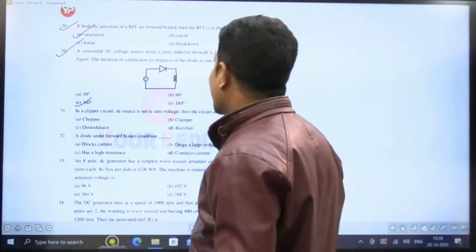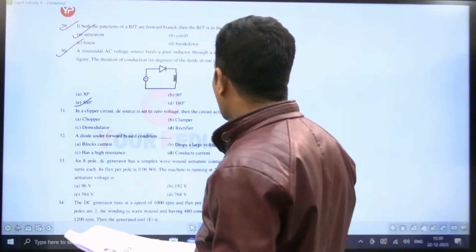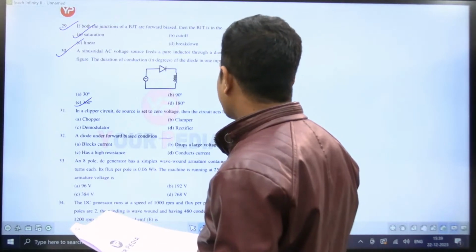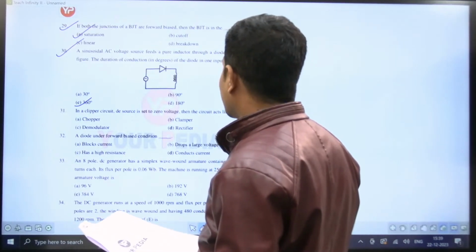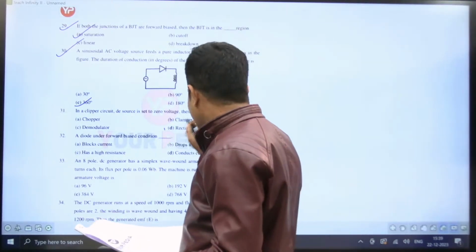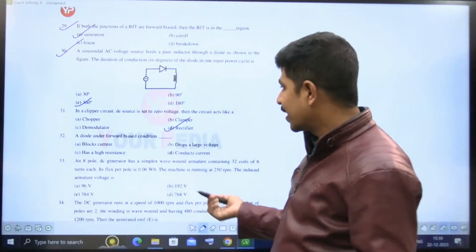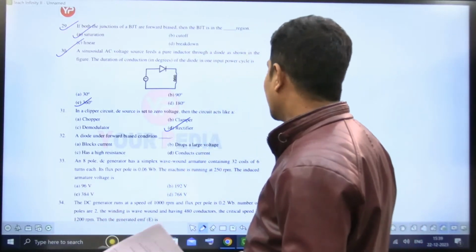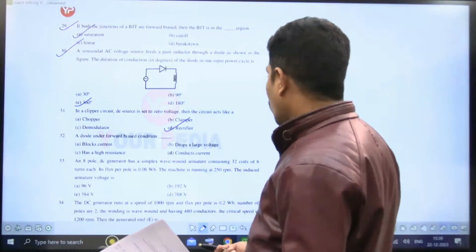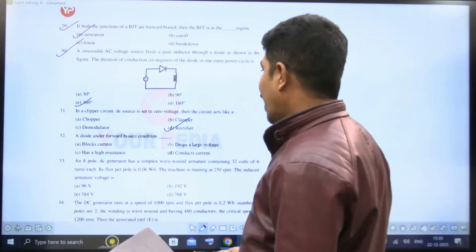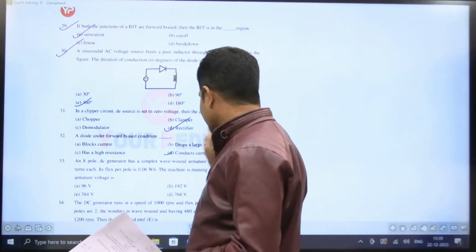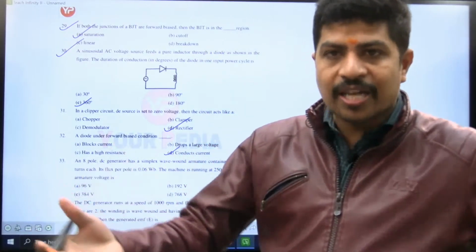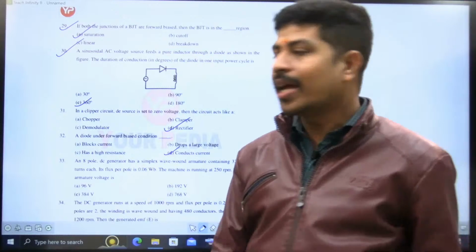31. In a clipper circuit, the DC source is set to 0 voltage. Then the circuit is acting like a rectifier. Next question: the diode under forward bias condition blocks current, no. Drops a large voltage, no. Has a high resistance, no. It conducts current, that's all. In forward bias condition, it offers conduction. In reverse bias, it blocks the current.